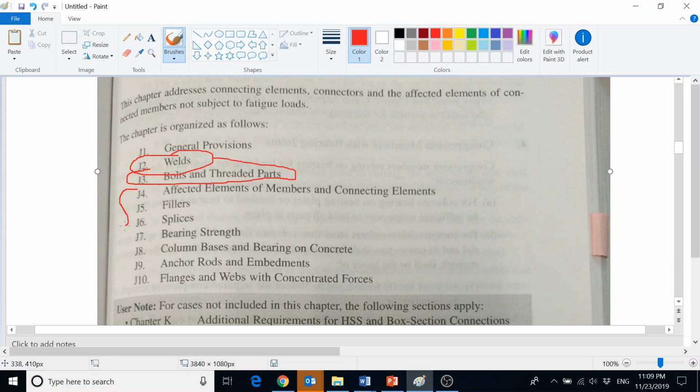The other sections have other details on connection details, and some of them talk about very specific things like bearing on concrete, or embedment of anchors inside the concrete. We're not going to talk about those, but if you run into those situations, you can go to them. And we have actually been here before, if you recall. When we did block shear, we were in J4.